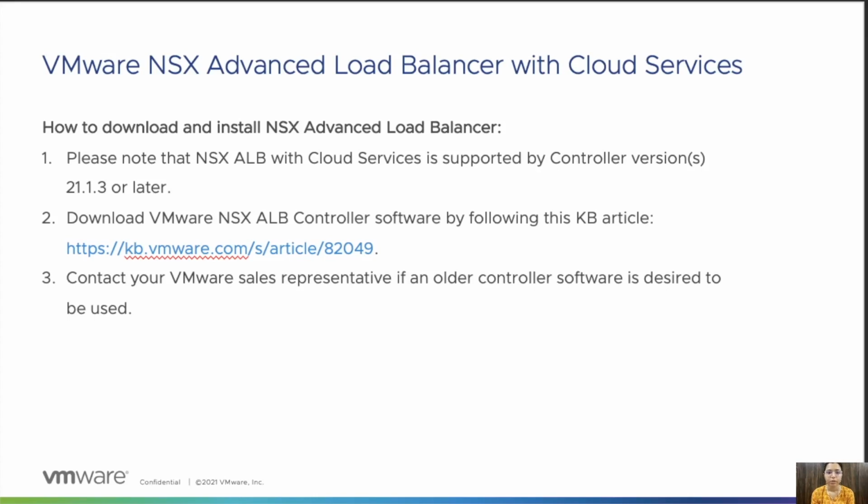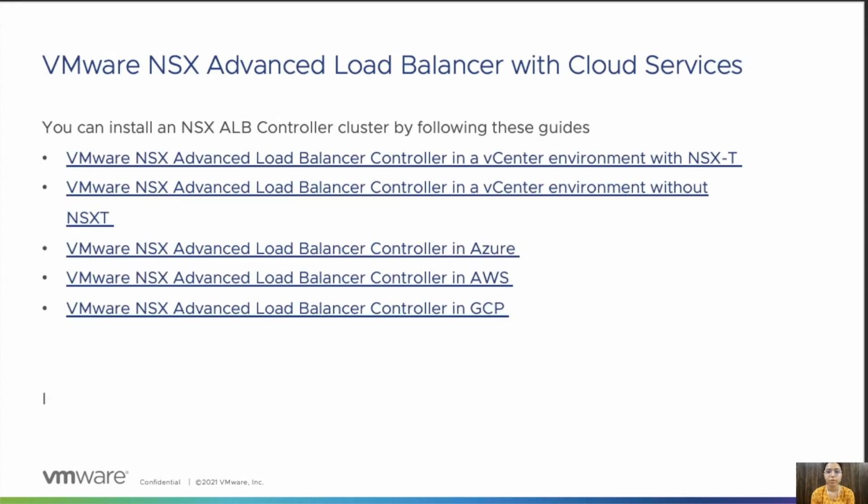You can download your controller software by following the KB article, which is mentioned in the link that can be seen on your screen. This link is also available in the description box. If you'd like to go with an older controller software, please contact your sales representative from VMware and they shall take you ahead. Once you've downloaded your controller cluster, you can install your cluster by going through the guides corresponding to each environment.